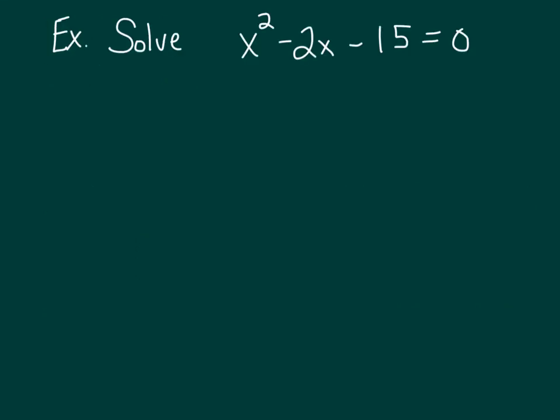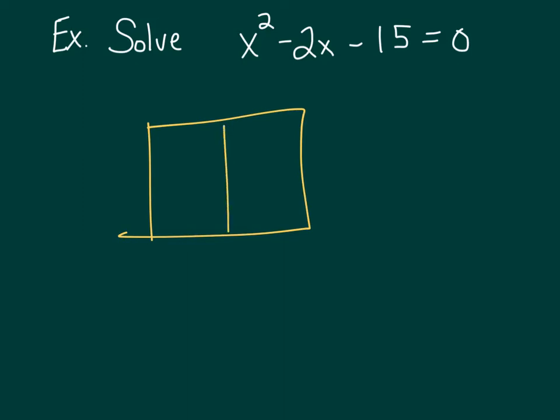Okay, so it asks us to solve x squared minus 2x minus 15 equals 0. So, first thing is we want to make sure it's set equal to 0. Boom, already done. This equation is set equal to 0. Then we're going to factor, okay? So I'm going to factor using the box method, as we've talked about. So I have my x squared here, and I have my minus 15 there. I know I'm multiplying the 1 times the negative 15, which gives me negative 15.